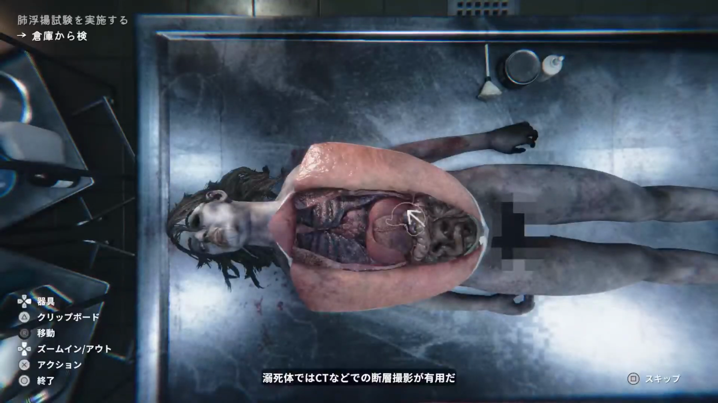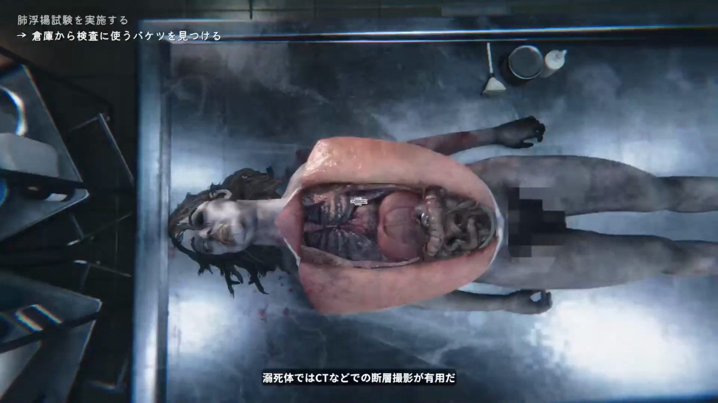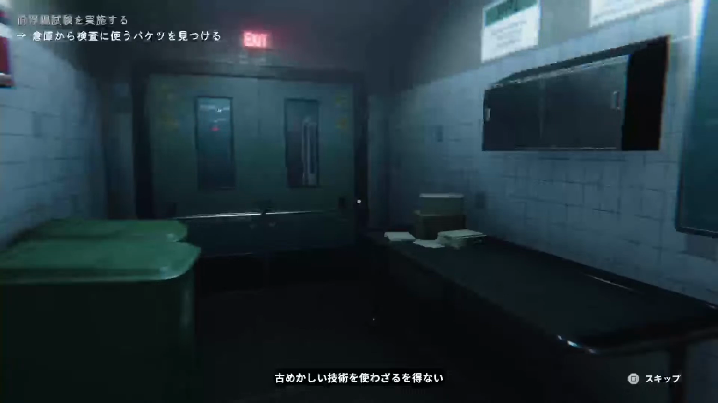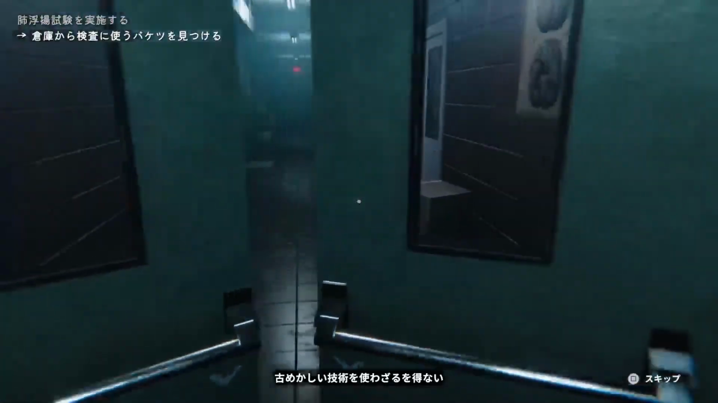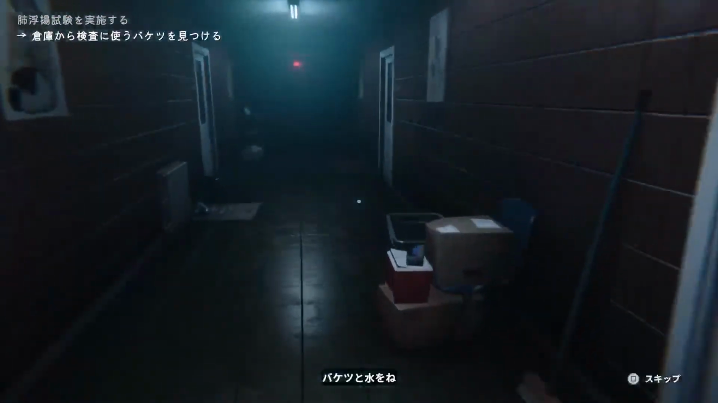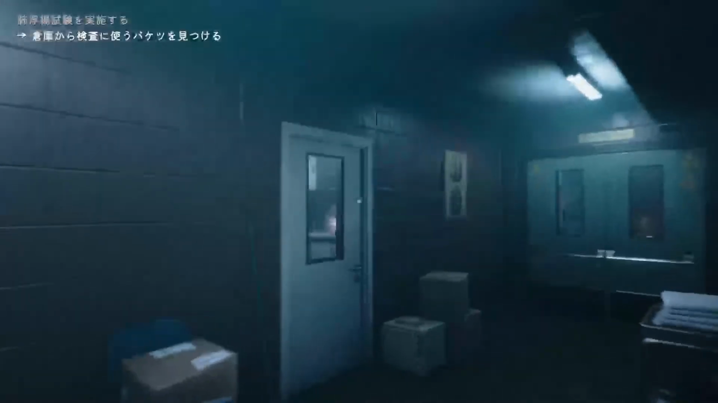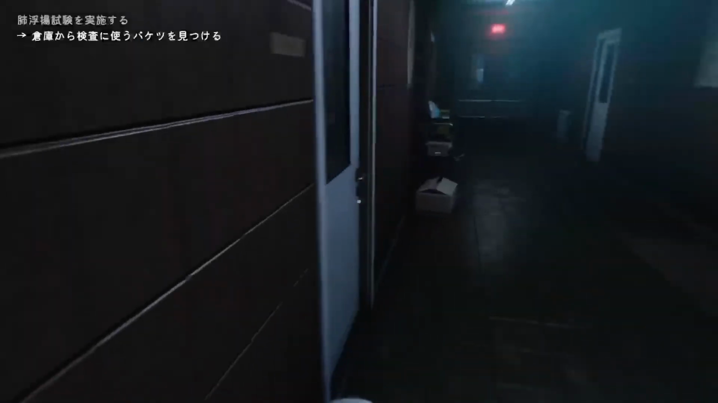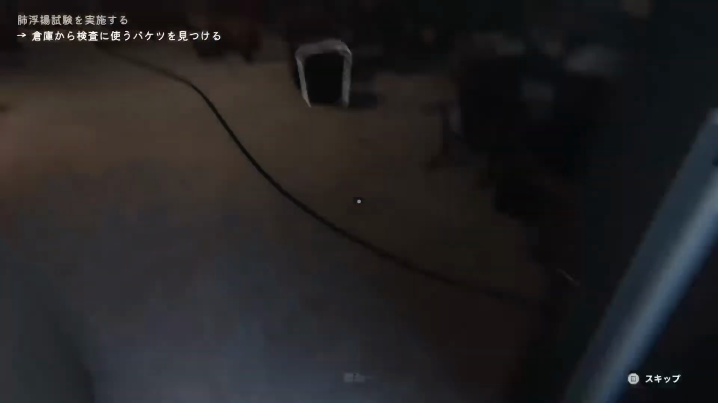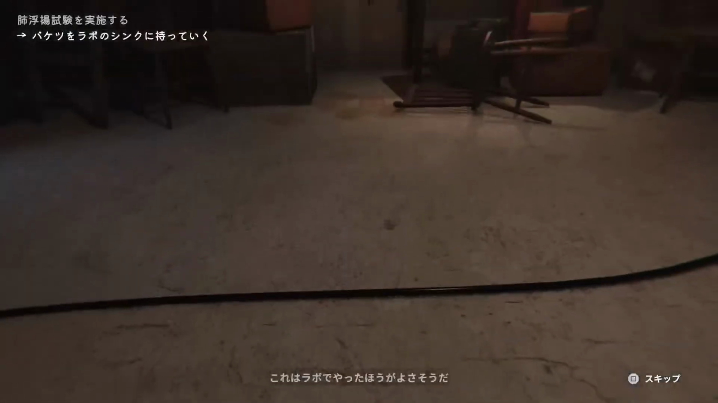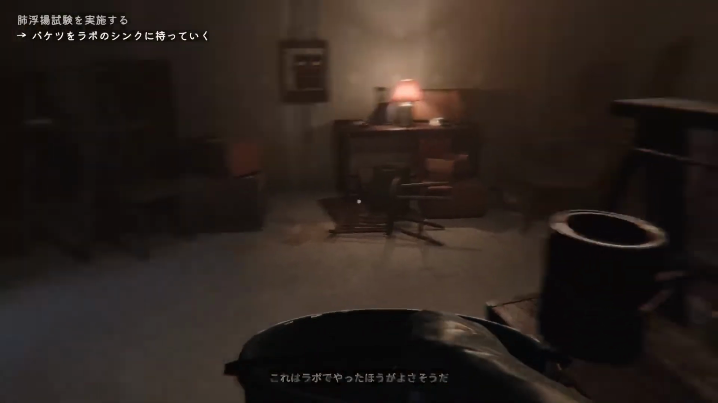Corpses found in water are worth examining with a tomograph. However, I can't count on such luxuries, so I must reach for a more archaic technology, a bucket and water. Ooh, I hope no one dipped a mop in it. It's best to go to the lab for this.